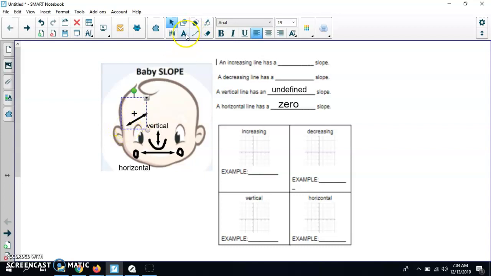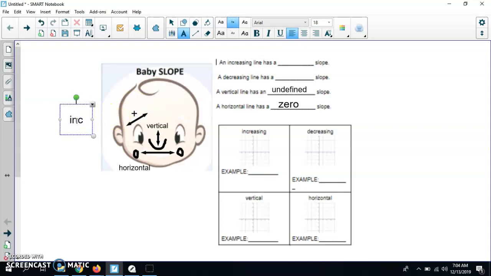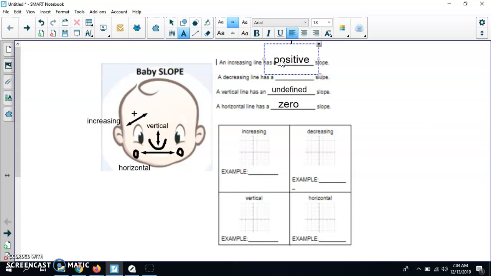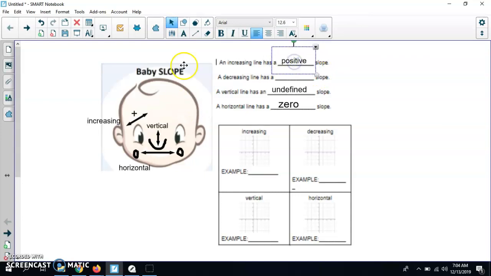Okay, so I'm going to type over here as a little love note on the side of my baby. I'm going to say this is called increasing. Okay, so this is my increasing line. So this is increasing right here. That's increasing, and an increasing line has a positive slope. So I'm going to fill out my paper, get my points, positive slope. And then we have one more thing to do.